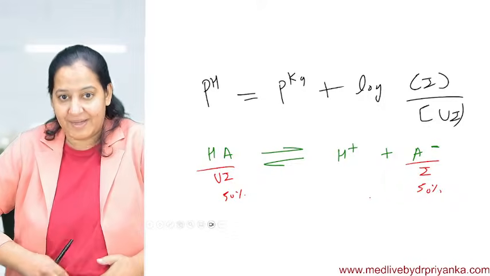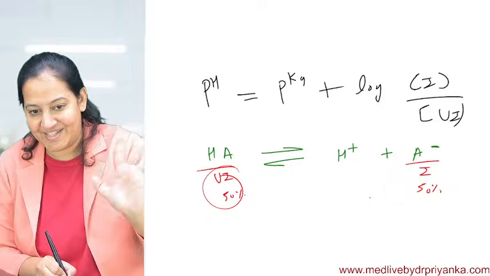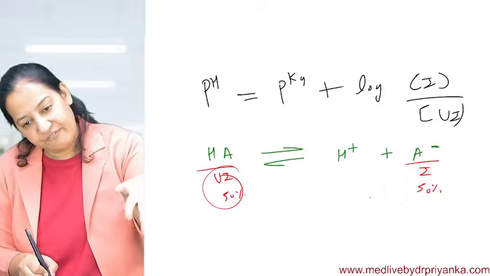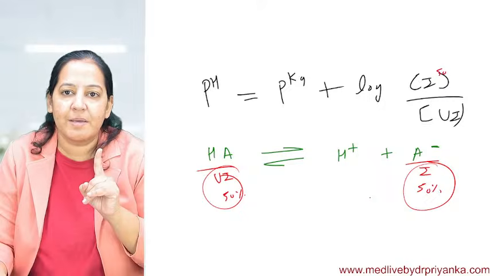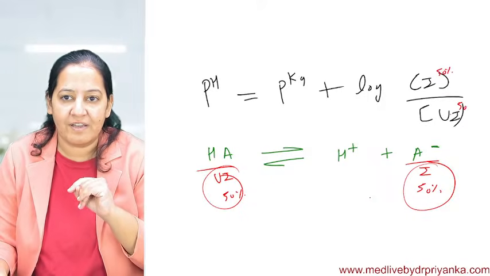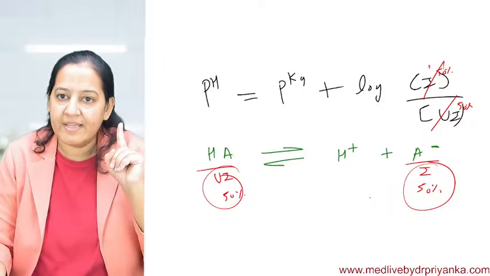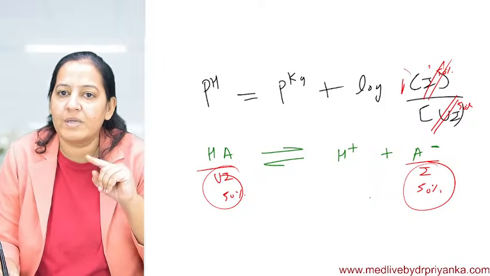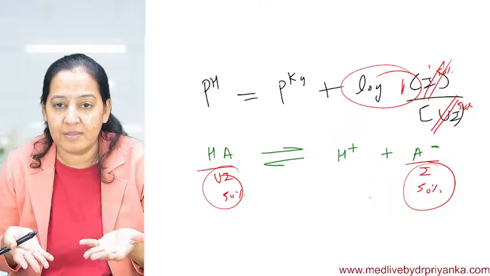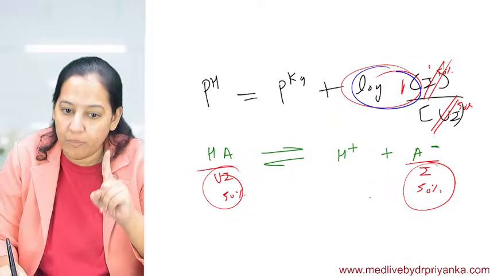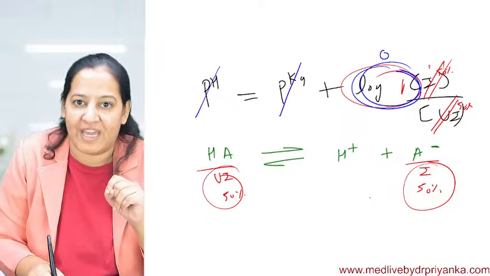In my intestine, 50% remains as it is. It doesn't split. It doesn't disintegrate. It doesn't ionize. And 50% is ionized and converted into ions. So what is the ionized form? Say, ma'am, 50%. What is the unionized form? Say 50%. They will cancel? Yes, obviously they will cancel. Ionized, unionized cancel. So here it will be 1. What is log 1? Log 1 is 0. So pH is equal to pK.